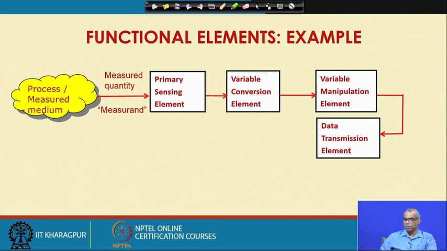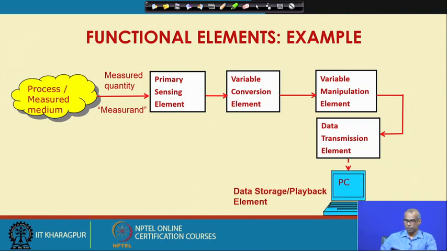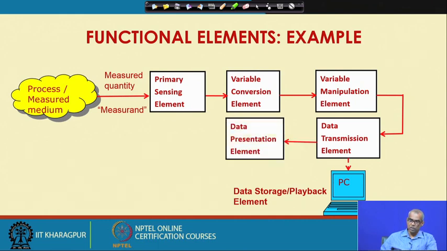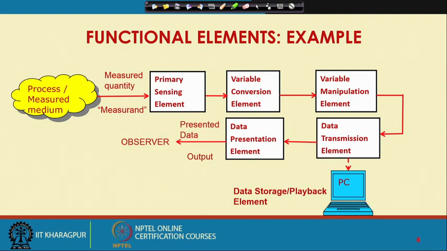The output of the variable manipulation element can go to a data transmission element, so that the data is transmitted from one point to another. From the data transmission element, it can go to a data presentation element, or the data can go to a storage or playback device. The data presentation element presents data to the observer.